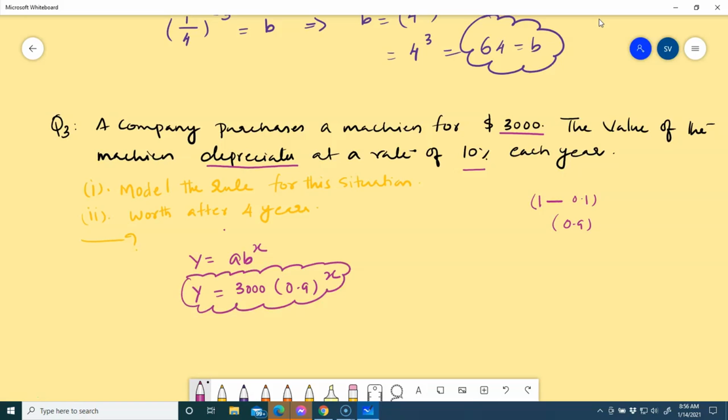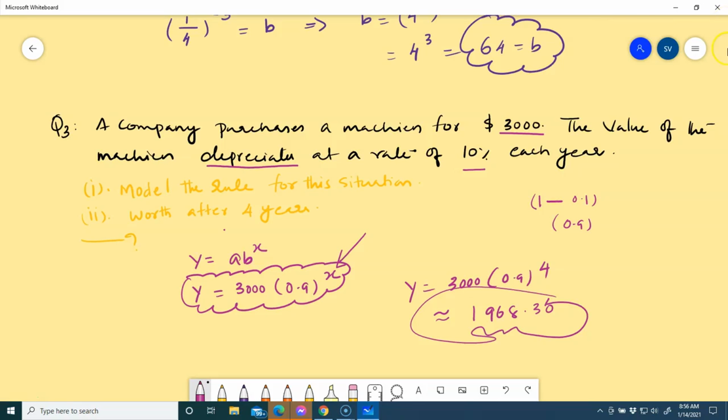So that is actually the answer for the first question. And the second question is, what will be the worth after 4 years? So basically what you need to do is, you have to replace this x with 4. That means y is equal to 3000 times 0.9 to the power 4. So when you are calculating this, you will get an approximate amount of $1,968.30. This will be the price of this particular machine after this much depreciation and after 4 years. So that is the answer for that particular problem.